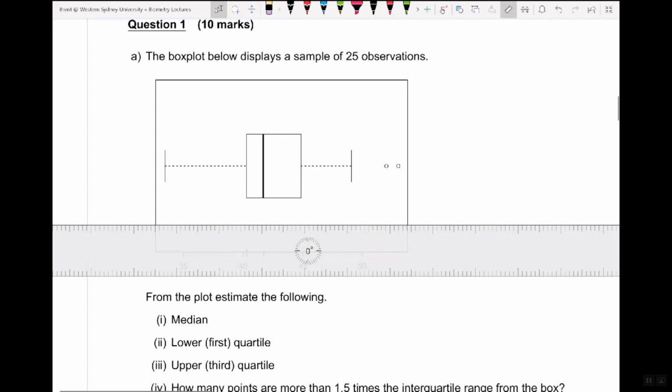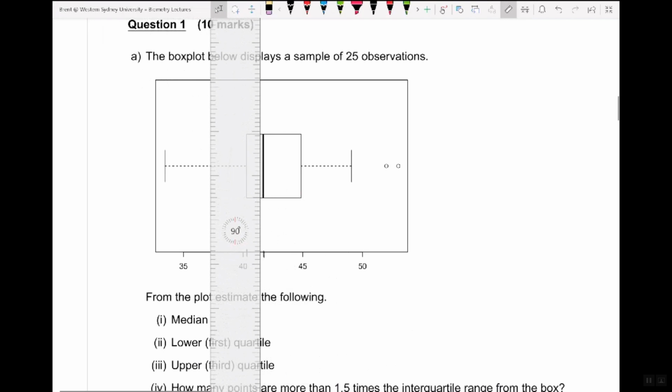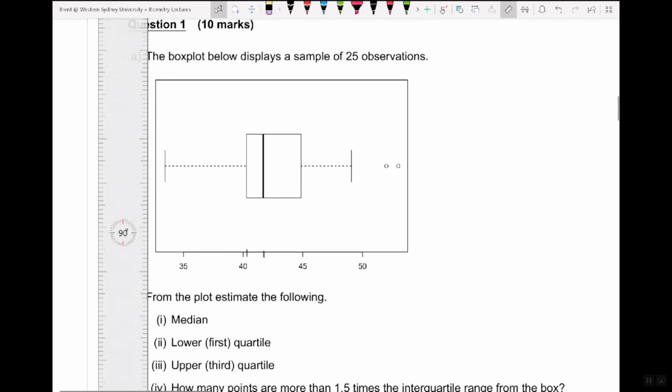It displays a sample of 25 observations, and they ask us to estimate the following things. First up, the median. As always in a box plot, that is the thick black line in the center of the plot. It's preferable to take a ruler in for things like this, or if you want, draw a picture or some kind of plot, which is not necessarily required, but may help you. I would suggest you draw a picture. It'll help you understand what's happening. If I look at that thick black line and follow it down to the corresponding spot along the horizontal axis, I need to estimate that value. Looking at it, it's not halfway, it's a bit less than halfway, so I'd probably say around 42 is approximately what that value would be.